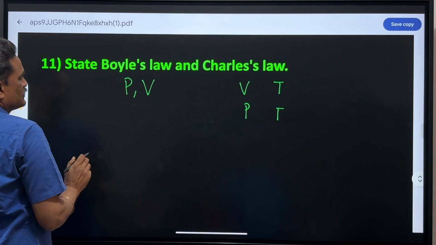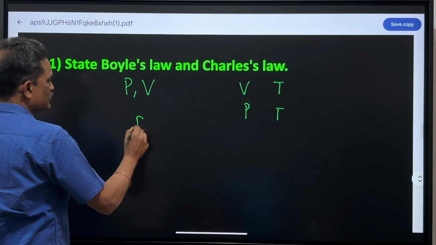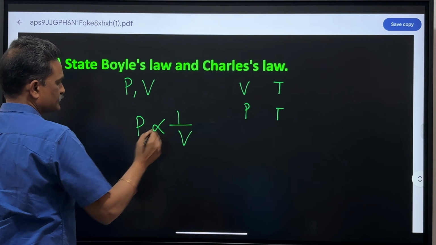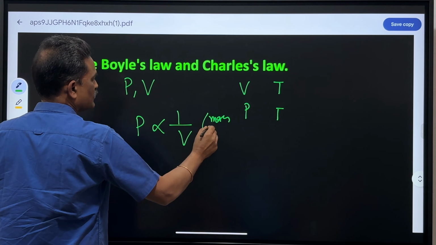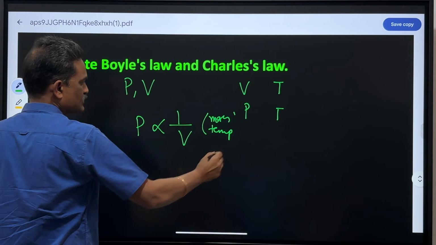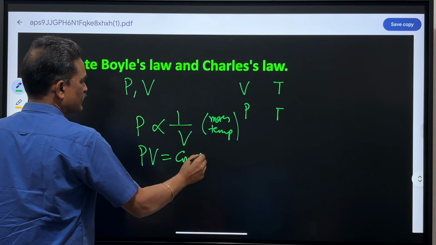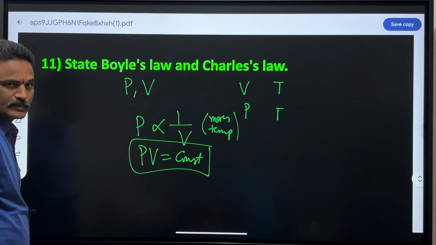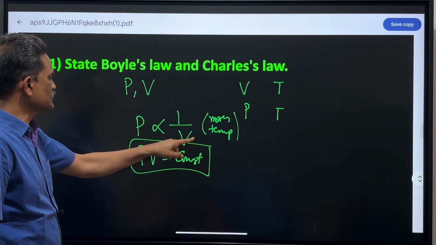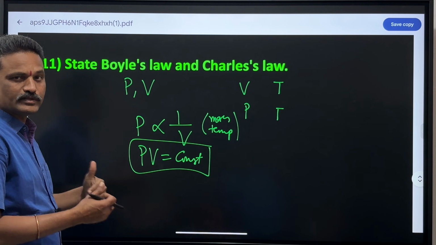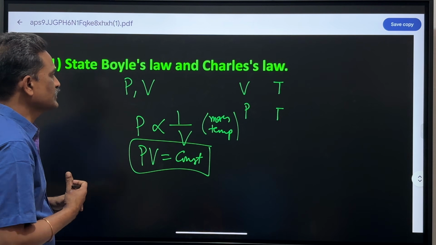According to Boyle's law, for a given mass of a gas at constant temperature, pressure is inversely proportional to volume. So what are constants? The mass of the gas is constant and the temperature of the gas is also constant. So I can write this as PV is equal to constant. If you write this, you will get 1 mark. Pressure and volume are inversely proportional to each other. If one increases, automatically the other one decreases.